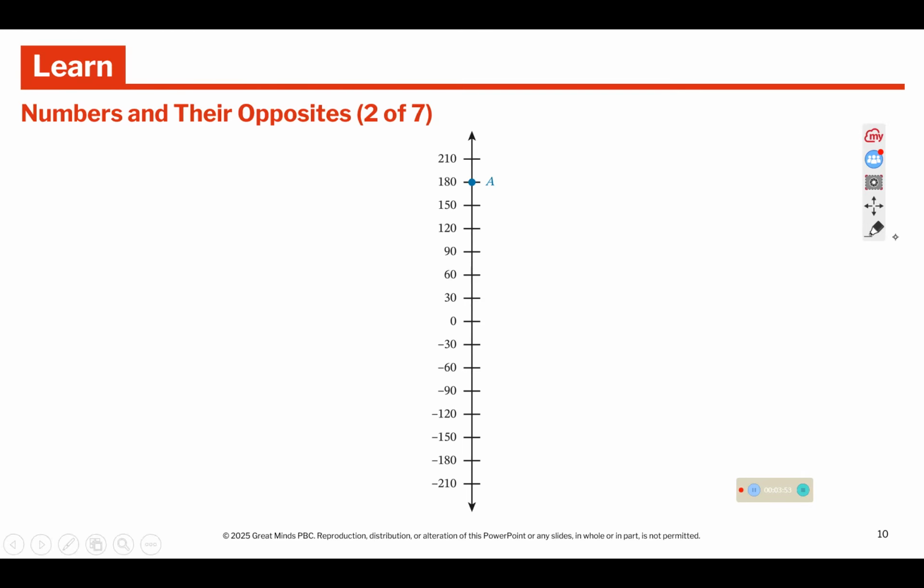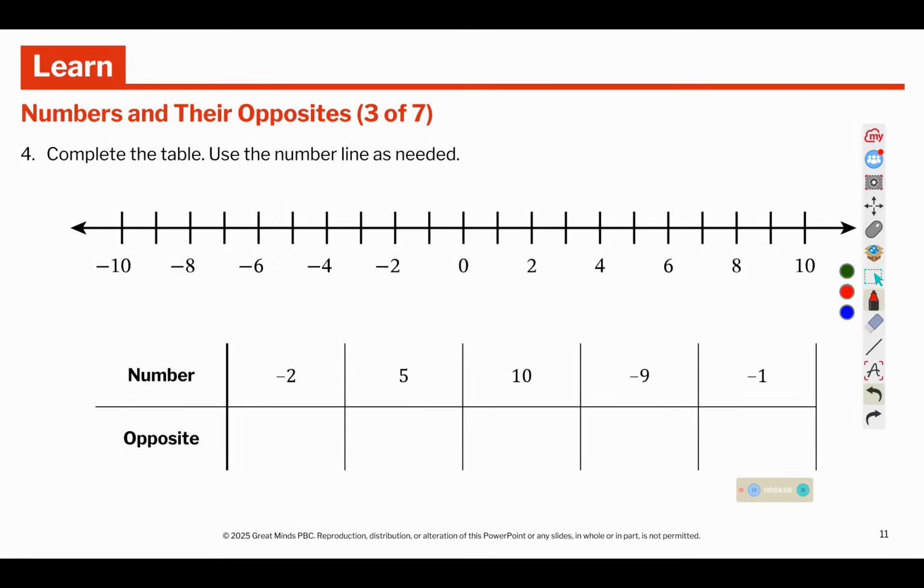We can do the same thing in a vertical number line. A is at 180, so we need to go 180 in the other direction from 0. Here we have the number, and we need to write the opposite. This goes 2 to the left, so we need to move 2 to the right, which is at +2. What is the opposite of 5? -5. Fill in the rest, and then you can come back and check your answers.